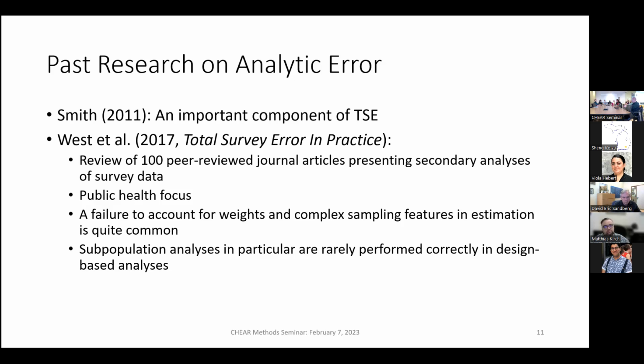If you want to focus on a subpopulation, don't delete the cases that you don't care about. Process the entire sample and include an indicator in your data set. 1, 0, simple as that. These are the cases in my subpopulation. These are the cases I don't care about, but don't delete anybody. Have that 1, 0 variable in your data set, and then you provide to these design-based analysis procedures that 1, 0 variable as what's called a subpopulation variable.